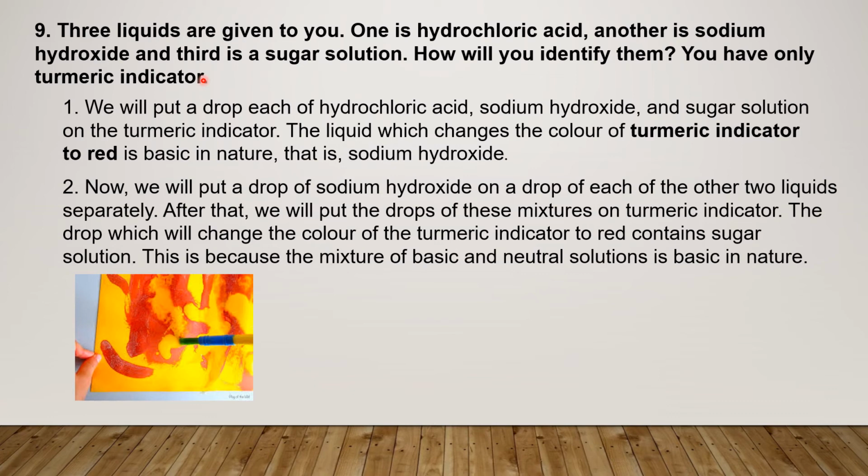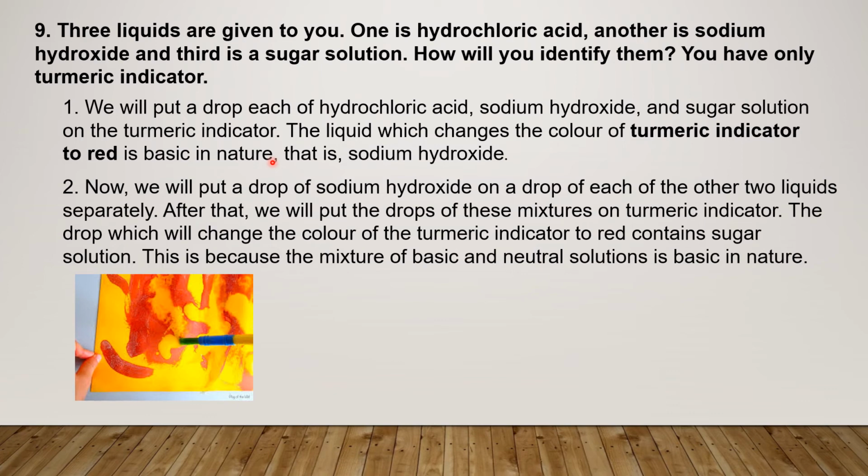Okay. So base, the color change is red. So keep that in your mind. Okay. Base, turmeric indicator gives red color. Now we'll see the answer. We will put a drop of hydrochloric acid, sodium hydroxide, and sugar solution on the turmeric indicator. So we'll take one drop of hydrochloric acid, one drop of sodium hydroxide, and sugar solution.